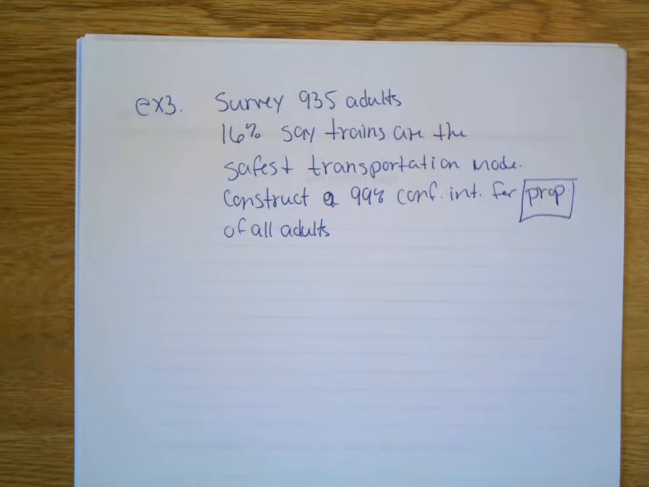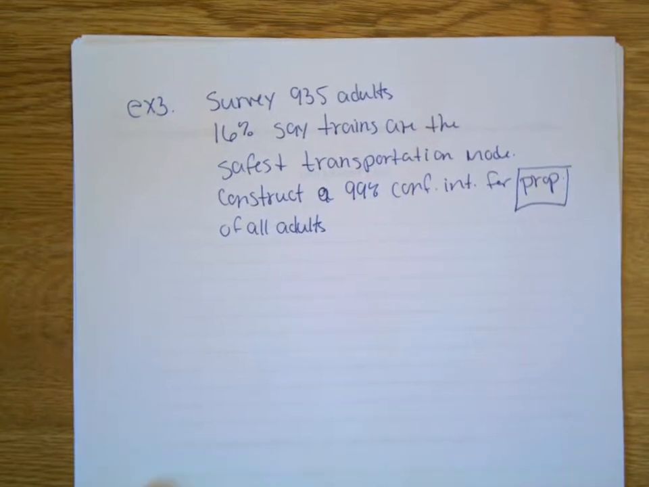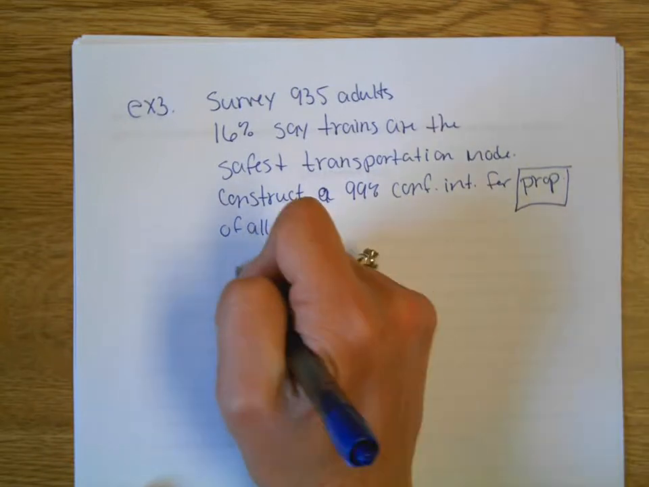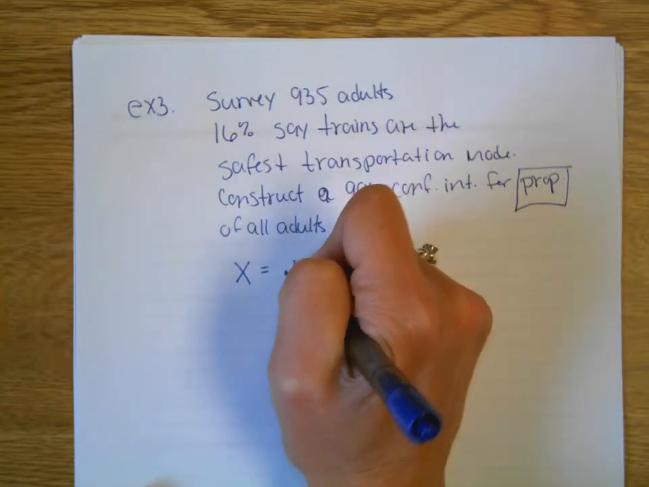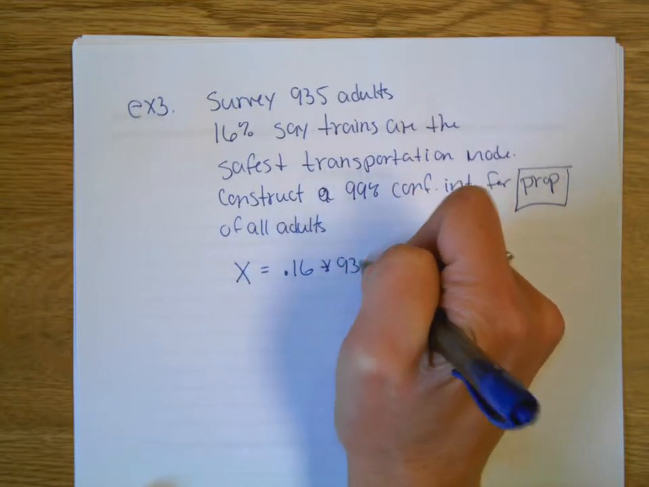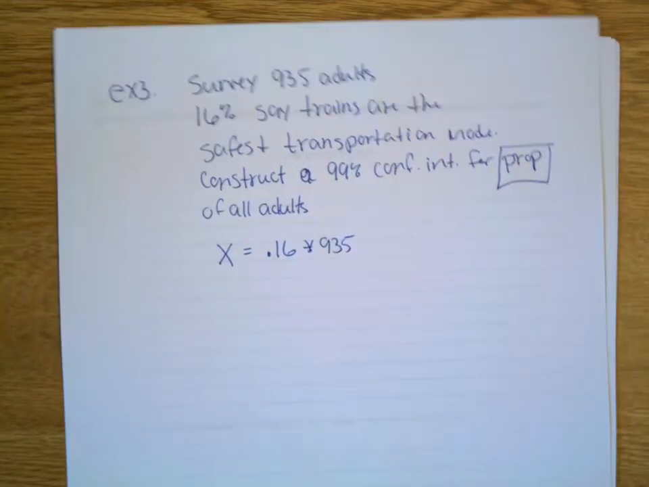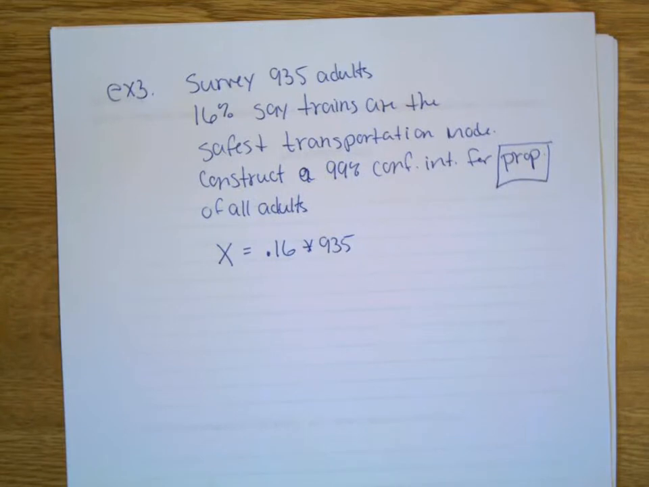What did X represent in this whole situation here? The number of successes. Did I tell you how many successes were in this one? I gave you the percent of successes. How do you get from the percent of successes to the number of successes? To get X, you're going to take 0.16 and multiply by 935. And I think you can do it right on this line. Let's check. 0.16 times 935.